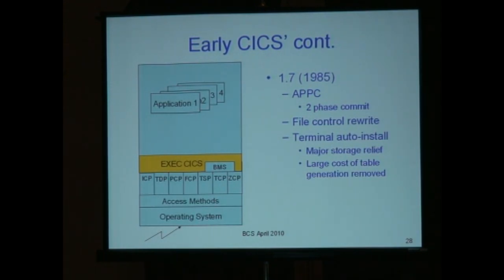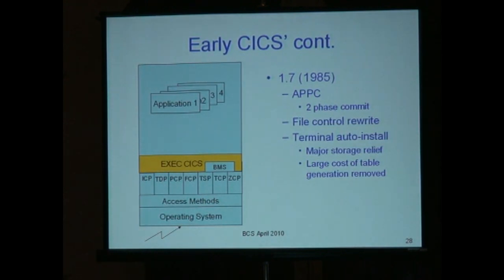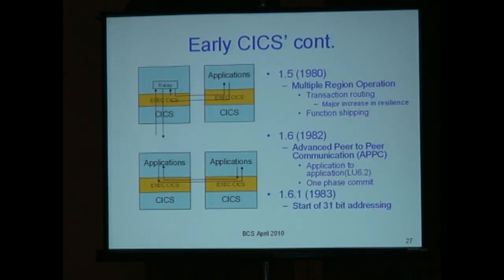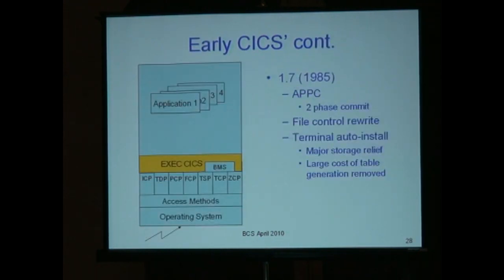Anyway, so then finally, to solve the problem of those 750 byte control blocks, one for everything on your network, we built this thing called auto-install. So when an actual terminal connected to the system and wanted to do something, we would build the control block on the fly. So it became quite sort of dynamic. And this was 85.